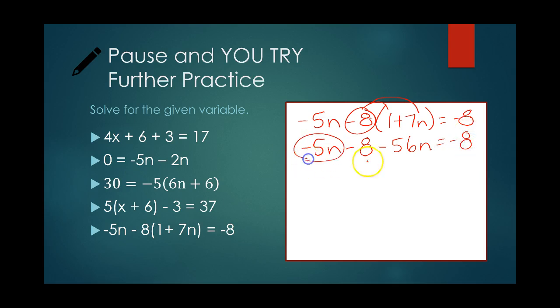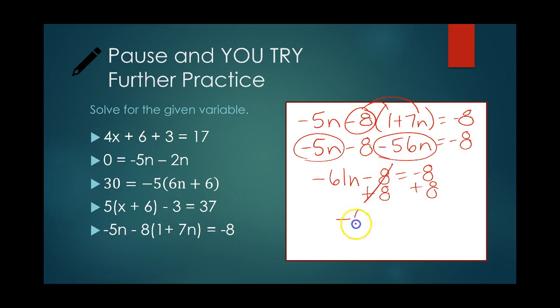Now I can combine my n terms. So negative 5 minus 56 is negative, what is that, 61? Yeah. n minus 8 equals negative 8. I'm going to add this 8, add 8.